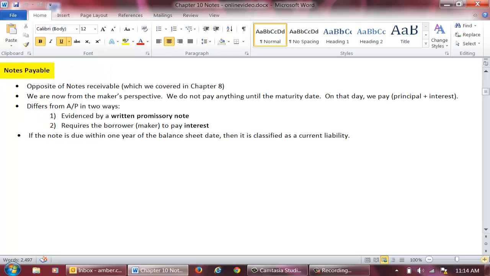Let's first talk about notes payable. Notes payable is simply the opposite of notes receivable, as we learned in Chapter 8. Remember, there are two parties to a note, the payee and the maker. We took the payee's perspective in Chapter 8. Now, let's learn about the journal entries for the maker.